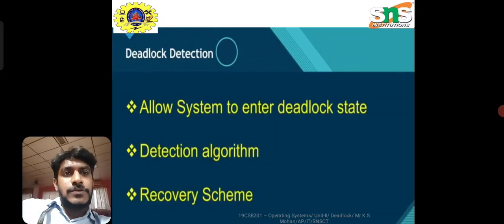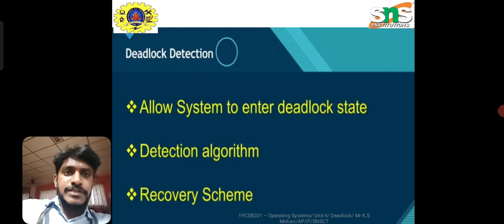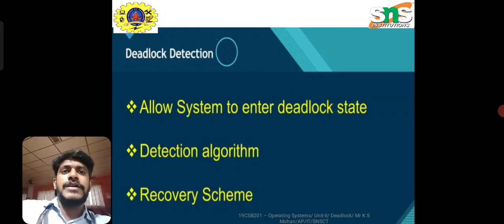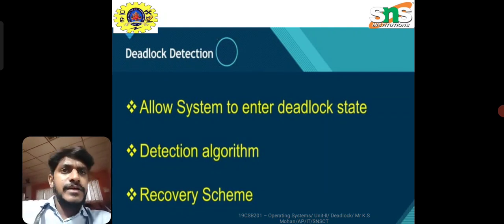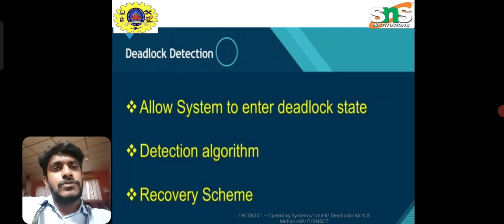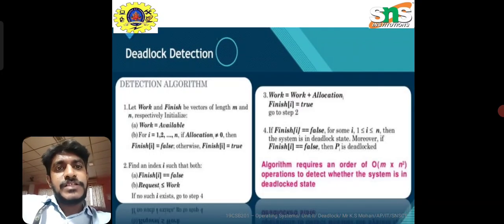Deadlock detection allows the system to enter a deadlock state, then uses a detection algorithm and a recovery scheme. We can handle deadlock by deadlock detection as well. So here, deadlock detection is a detection algorithm.